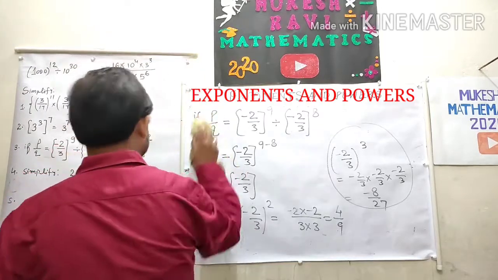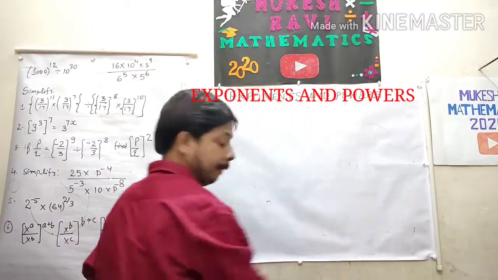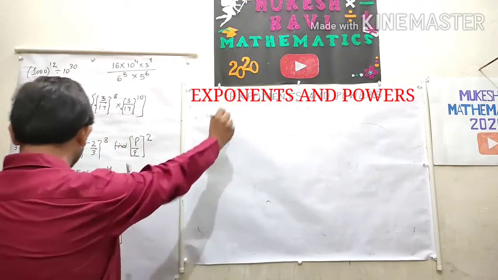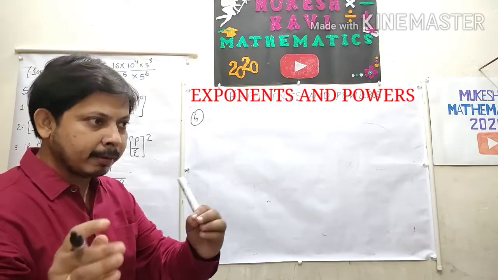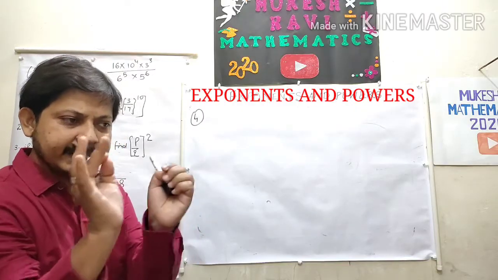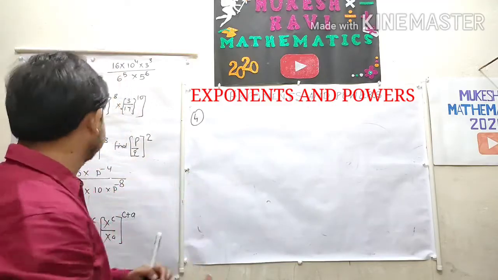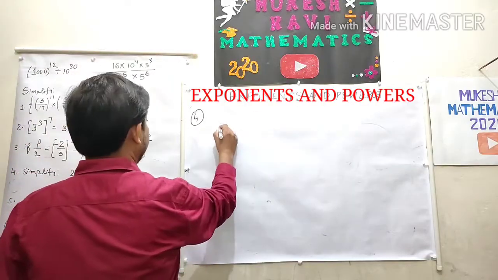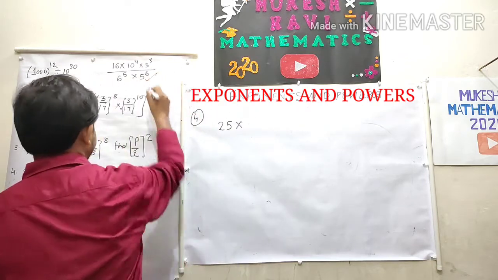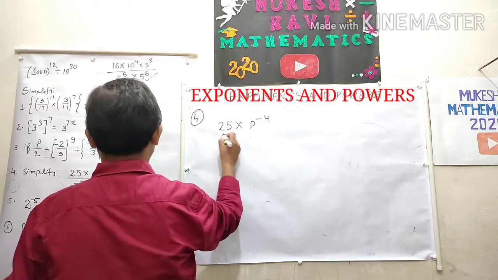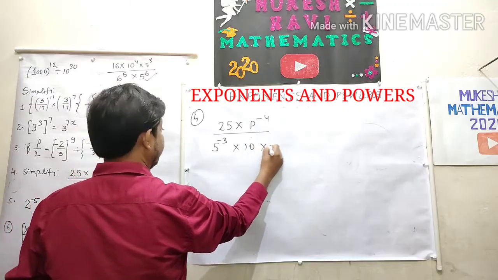Now, next question. I have written so many questions. Because this is in the power and exponent, there are very few rules for class 7 and 8, but the questions will give the concrete knowledge, the fundamental base. Now this question, simplify: 25 into p to the power minus 4 upon 5 to the power minus 3 into 10 into p to the power minus 8.